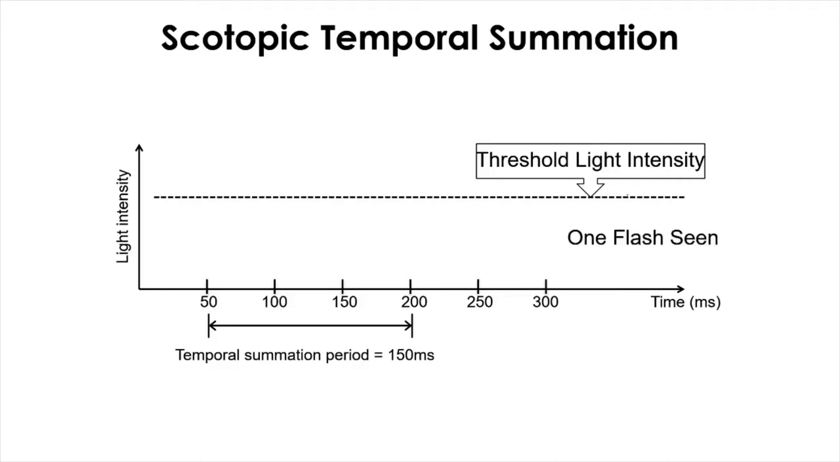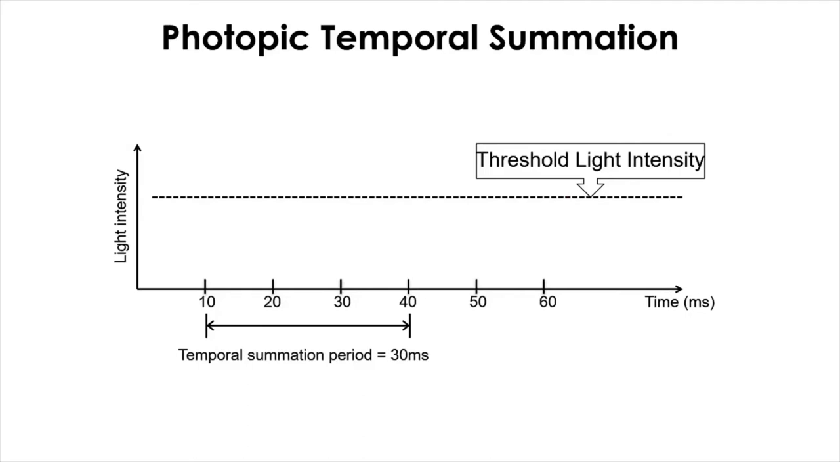So I'll show you this again. So how about now? Now one superthreshold light flashes and the other light with the same intensity flashes after 200 milliseconds, right? So after 200 milliseconds, how many flashes will be seen? Now it is two, because the second flash is subject to the next summation period, right? So now this system can see two flashes of light.